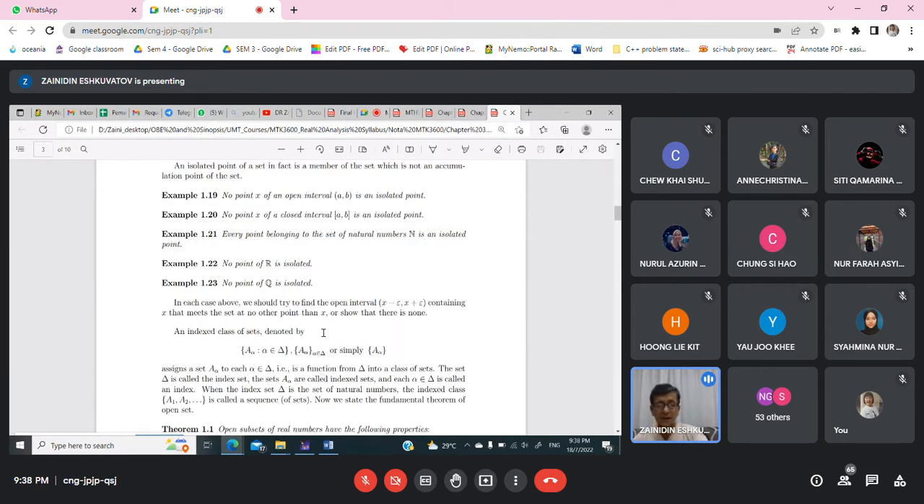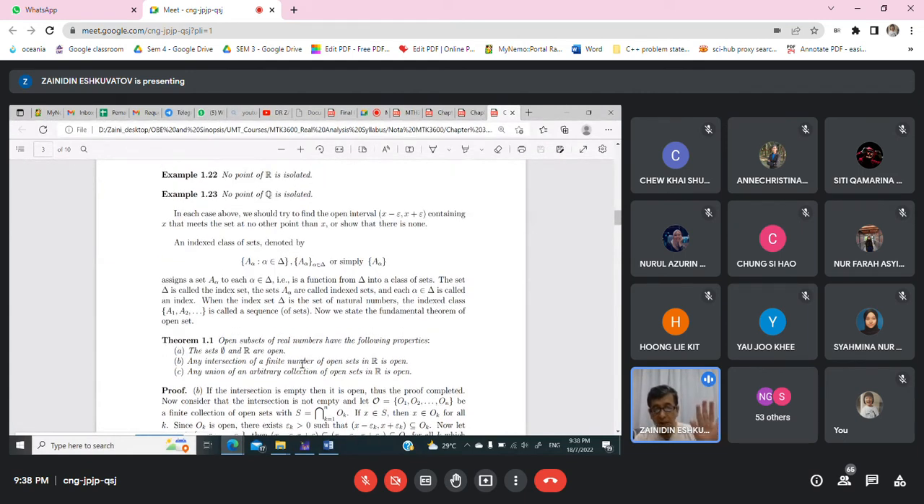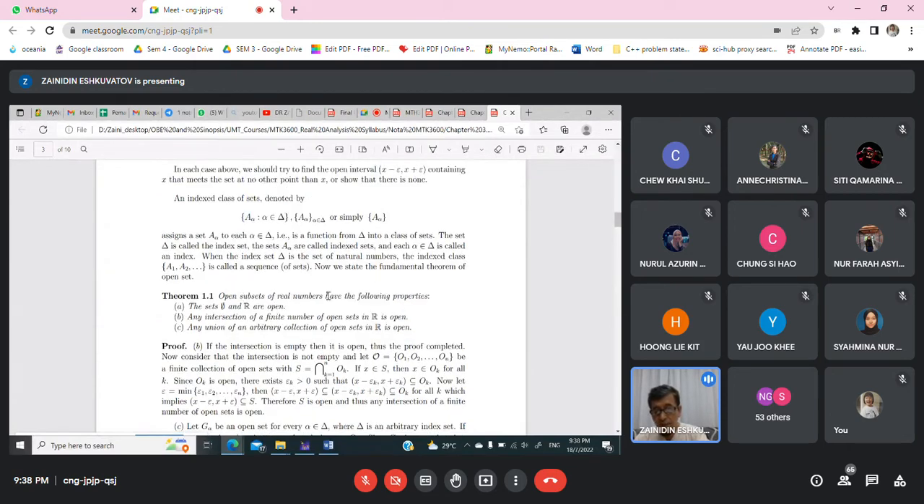Okay, anyway, I hope you understand this topic very well. You see exactly this topic actually contains 2 to 3 important sections, questions in the exam. You see, the open sets of real numbers have the following properties. The empty set and R are open.